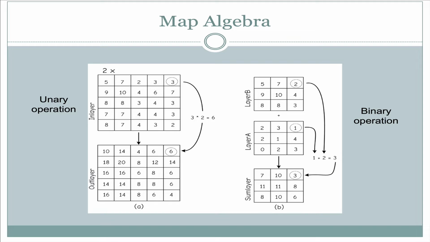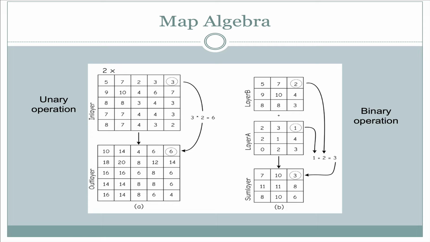With map algebra, we can have unary operations or binary operations. With unary operations, we have one input layer and one output layer. In this example, in the left column, we can see that we're taking an input raster layer. The raster is represented by the grid, and each one of the numbers inside of the grid represents the grid cell's value. And then in this case, we're just multiplying by 2. So it's a mathematical operation, and the example shown is 3 times 2 equals 6, so that's what's entered into the new output layer.